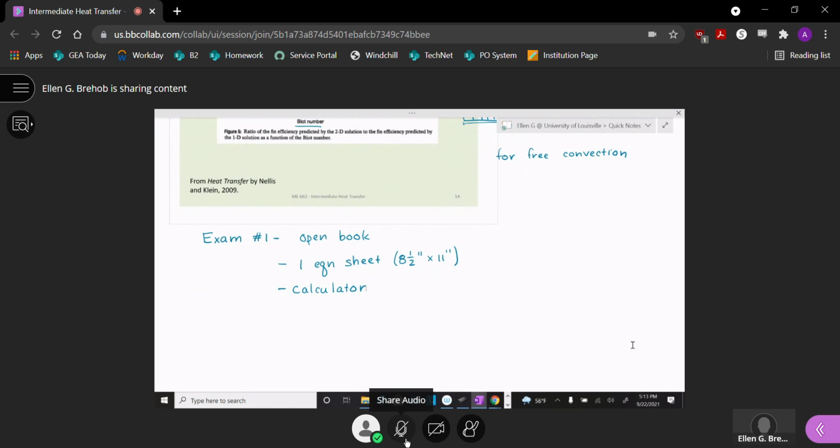So it is up to thermoresistance networks. The fin content is not part of this exam. Is the formula sheet front and back? Yes.